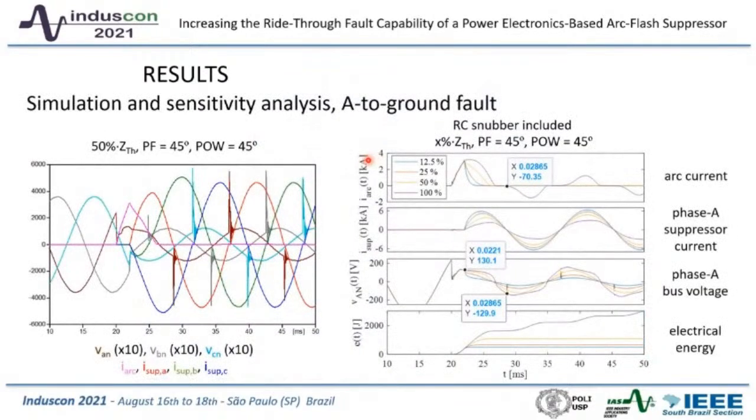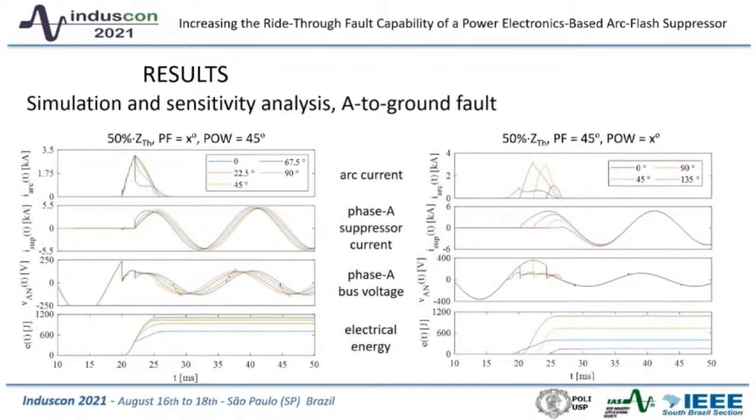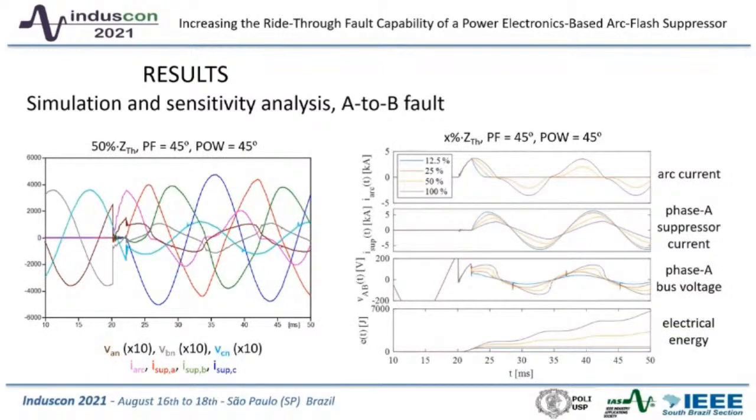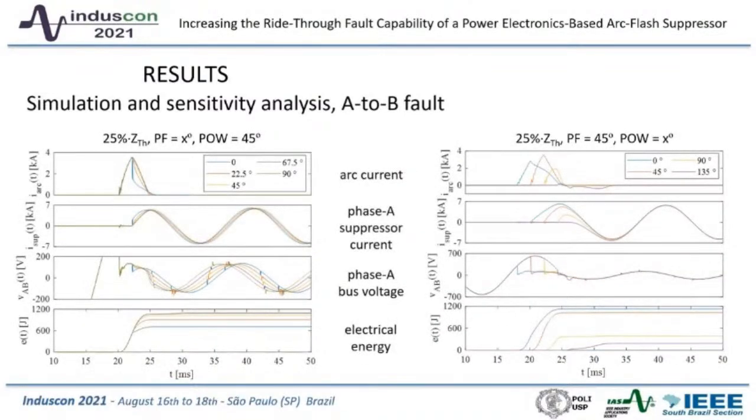The results of the work have been divided into two parts. The first one refers to A-to-ground fault for many conditions, and the second one refers to A-to-B fault, again, for many conditions.